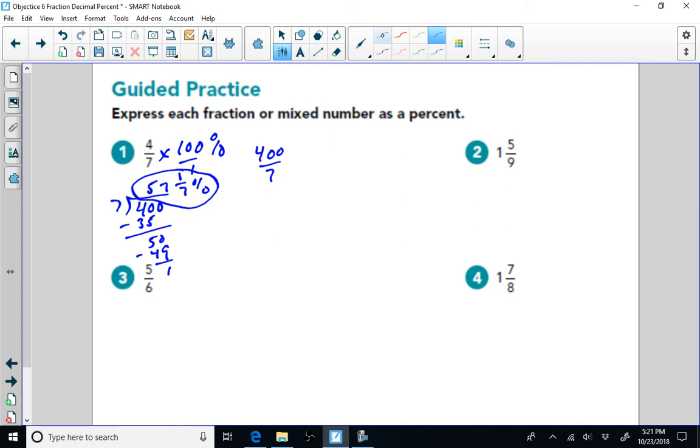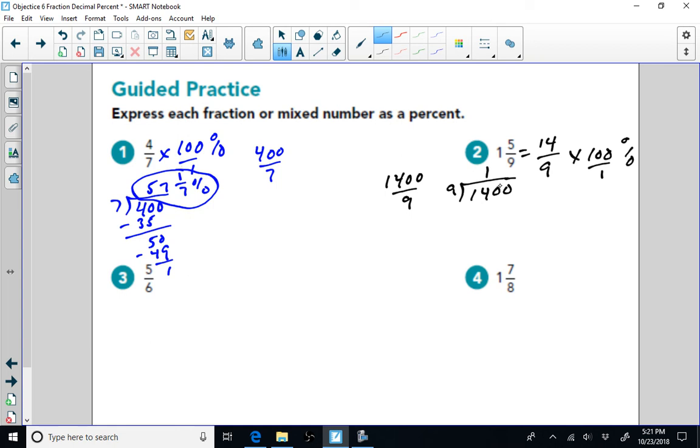If I look at my second example, number 2, 1 5/9. All right, first I want to write it as a fraction. So that's 9 times 1 is 9 plus 5 is 14. So that's 14 over 9. Then I want to multiply that by 100%. Right? Put that over 1. 14 times 100 is 1400. So that's going to be 1400 over 9. I do a little long division. 9 into 1400.